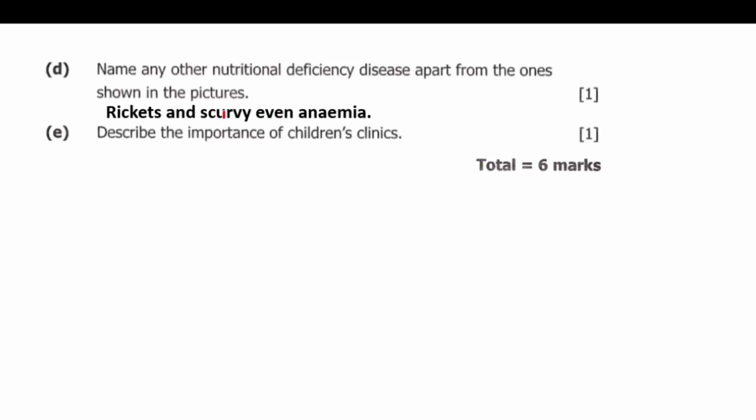Scurvy is a disease caused by deficiency in a vitamin called vitamin C, and scurvy is actually bleeding of blood in gums. Also anemia, it's the loss or lack of blood. So these are also nutritional deficiency diseases. Then E says, describe the importance of children's clinics.